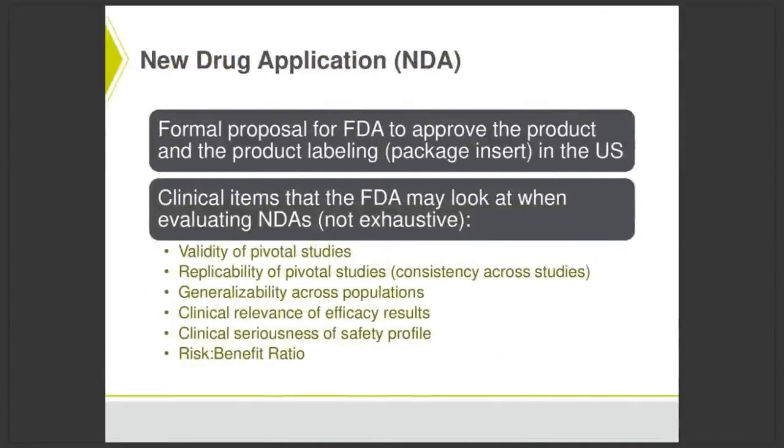So the new drug application, which comes after all of the clinical trial phases have been completed, is basically a formal proposal for the FDA to approve your product and the product labeling, that package insert that we went over at the very beginning, in the US. So this is specific to the US. As you all know, drugs can be approved across the entire globe, and the European agency requirements can be different from those across Japan, China, or other parts of Asia and the world.